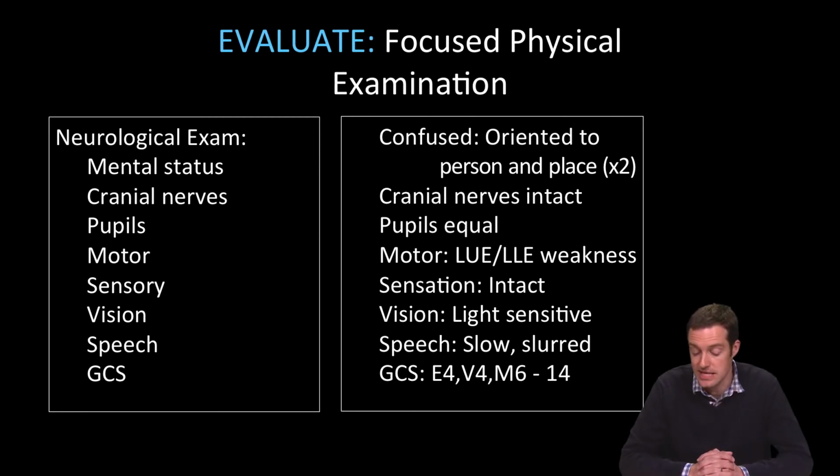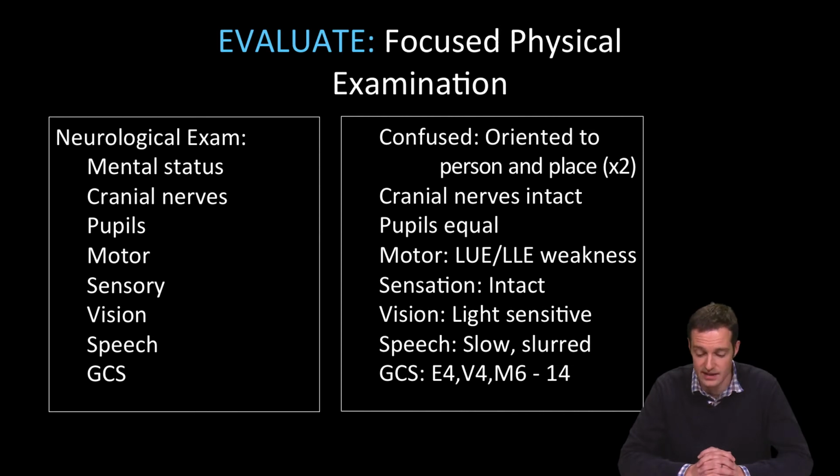Cranial nerves appear to be intact. The pupils are equal. Vision, you do note a slight left upper and left lower extremity weakness, a 4 out of 5 strength, whereas the right is normal, which has caused him to be unsteady on his feet when he had tried to ambulate.